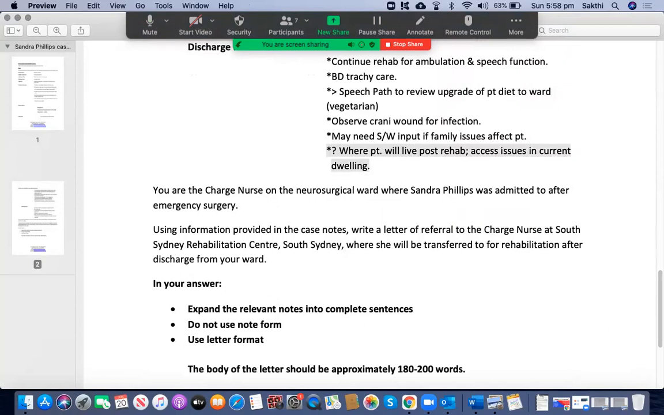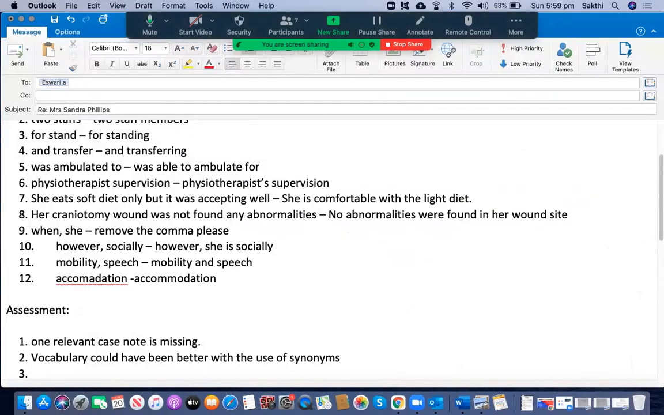The final one, after rehabilitation. Yes, sir, I have mentioned, sir. Discuss with the family regarding accommodation. Oh, okay, yes, that's all right. Sorry, I didn't notice that. Then it's all right. That's the one and only case note anyway. All relevant case notes were included.